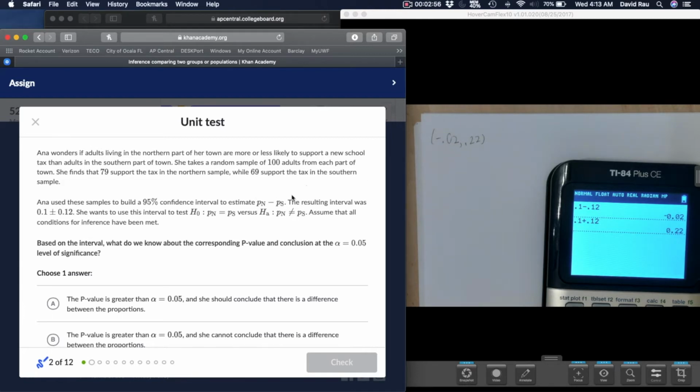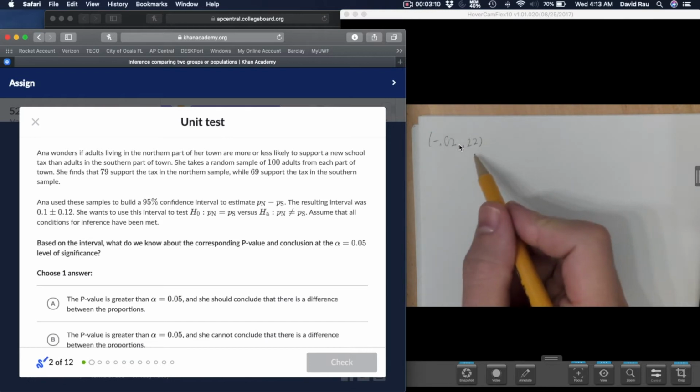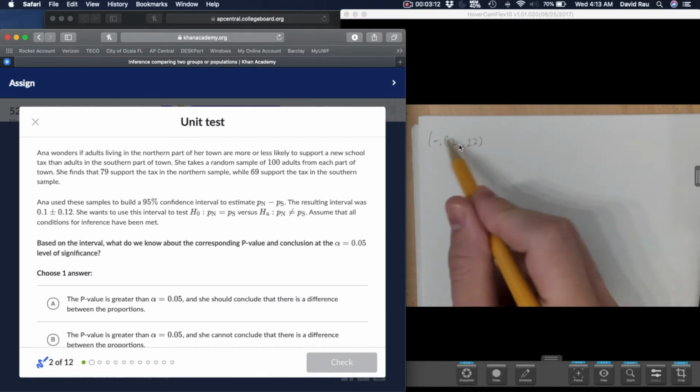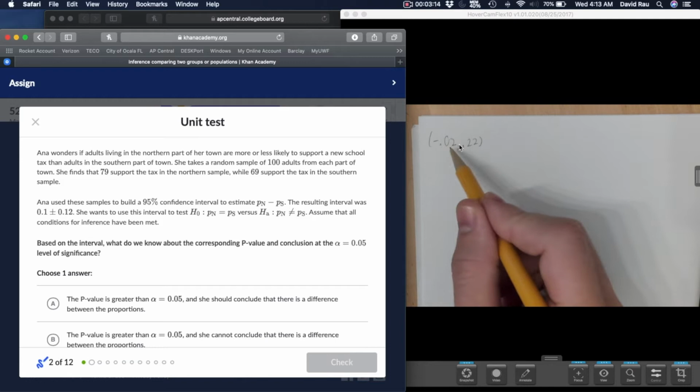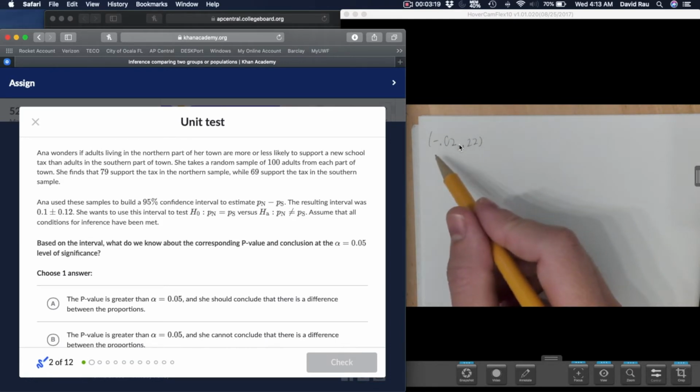Or there's a chance that p_N is larger than p_S, because if it's larger, then you'll have a positive value. Now again, here's one thing that I recently learned on an FRQ. Just because it looks like it's more positive doesn't mean that that's more likely. Each of these are equally likely. Anything in this range, anywhere from the negative 0.02 to the positive 0.22, is likely.